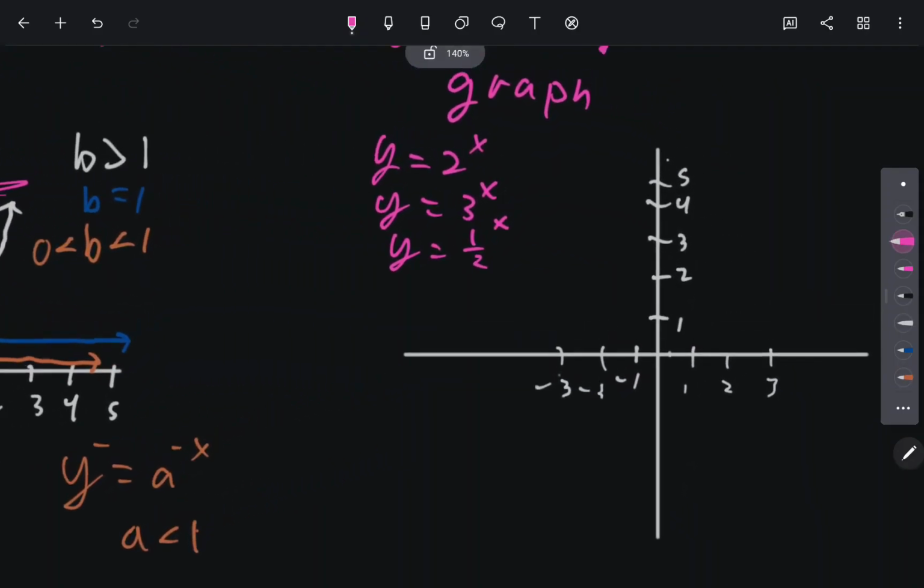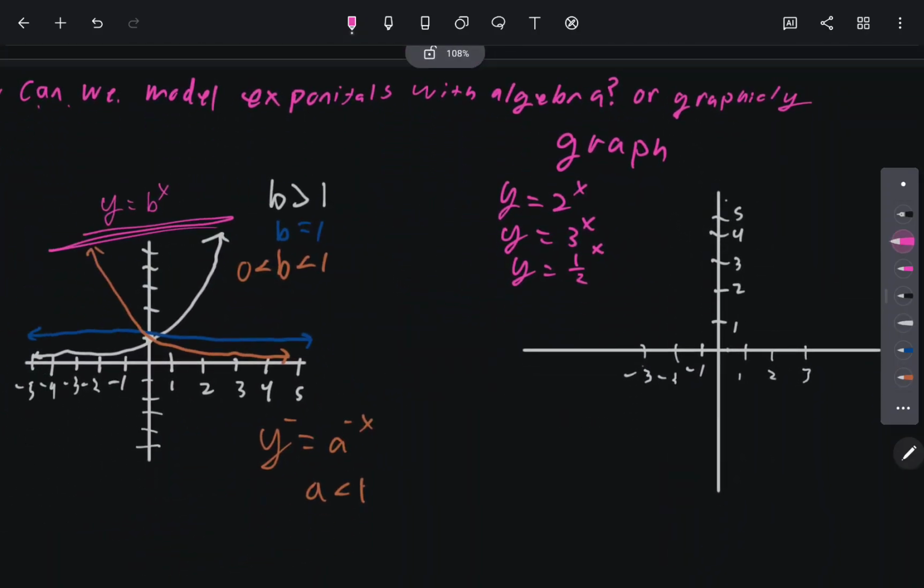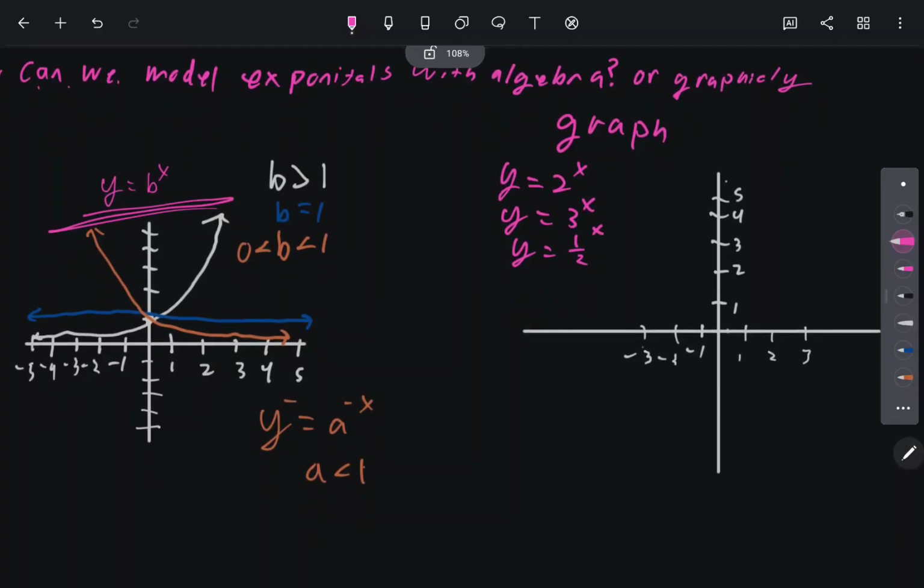Continuing on, I wanted to come over here, and if you want, you can try to graph these on your own. I'll give you a moment to maybe sketch that on a piece of paper. But once again, I'll use white for the first, blue for the second, and orange for the third. Actually, I'll use pink because I used white to color in the graph.